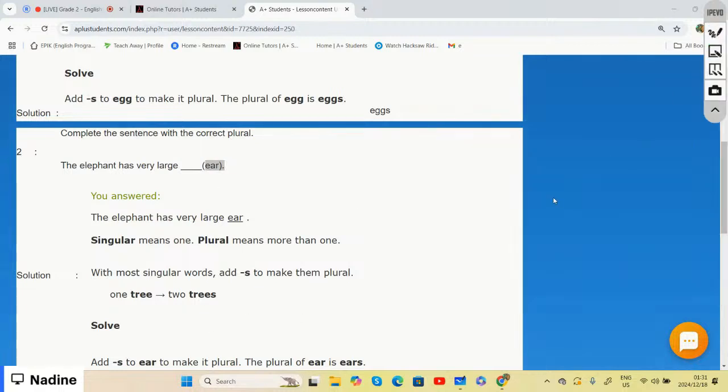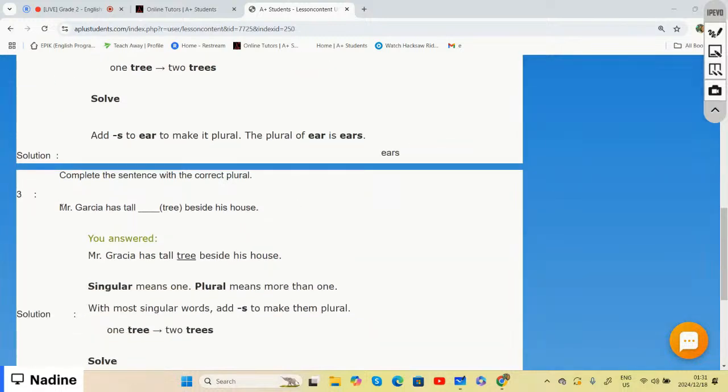Now we're going on to the next one. Mr. Garcia has tall tree beside his house. We need to refer to it as more than one tree that he has beside his house. Tall tree. What is the plural form of the word tree?